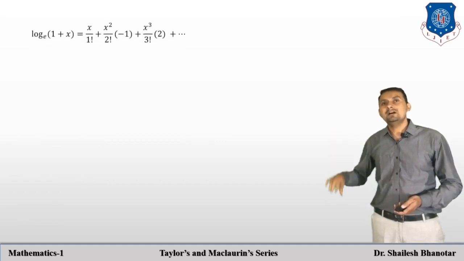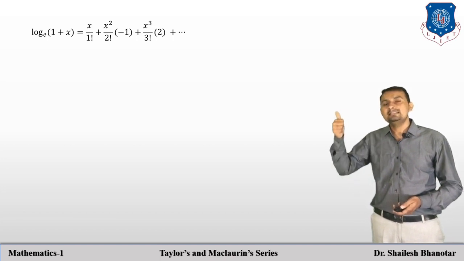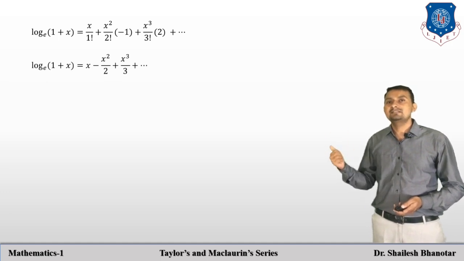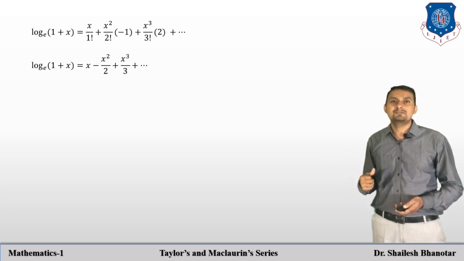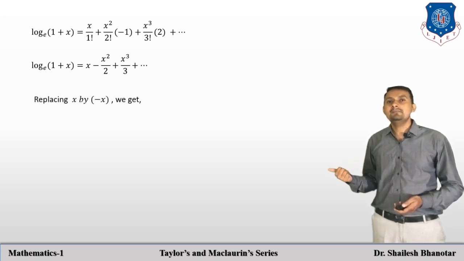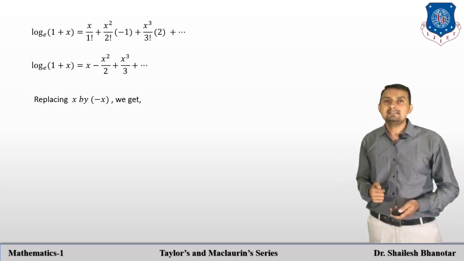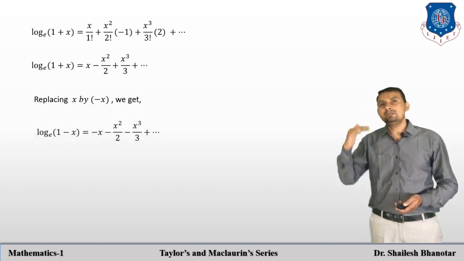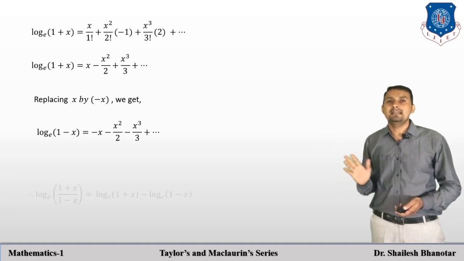After substituting all these successive derivatives at 0, we get this representation, and finally we get log 1 plus x to the base e is equal to x minus x squared divided by 2 plus x cubed divided by 3 plus and so on. And if we replace x by minus x, what we get is log 1 minus x to the base e equals minus x minus x squared divided by 2. That means all the terms will be negative.